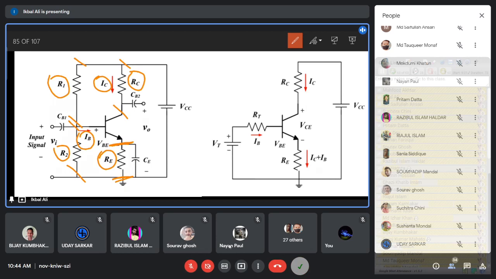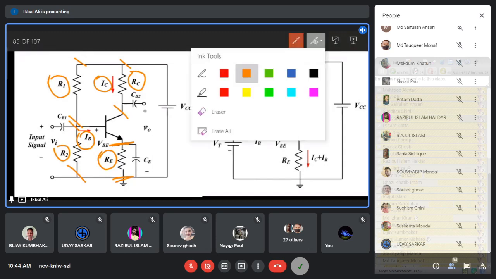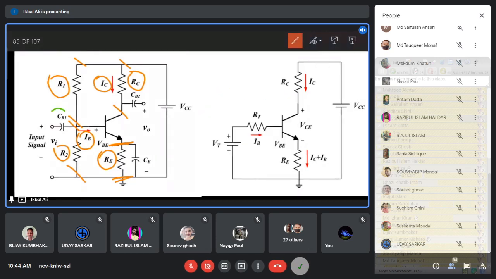So this is the construction of the circuit, and forget about the capacitors. These three capacitors, CB1, CB2, and CE, have nothing to do with the biasing or the DC. These capacitors only come into the picture when you apply an AC signal. So these three capacitors are for the AC operation.